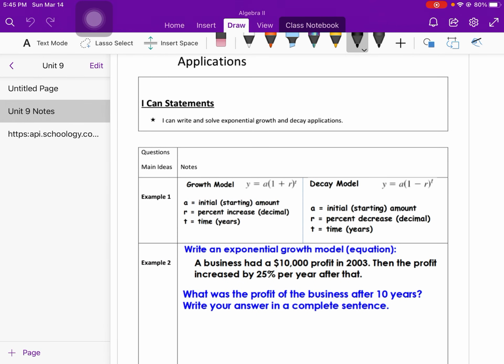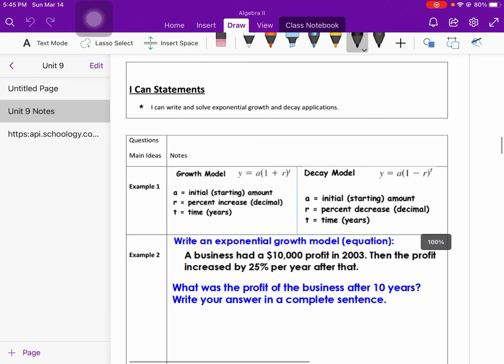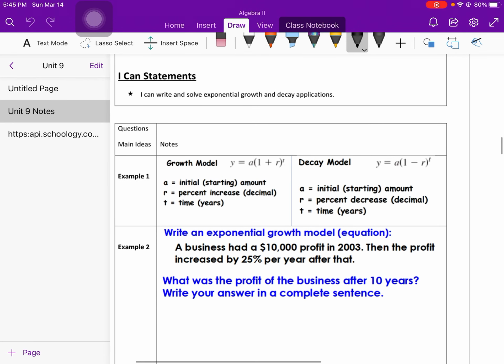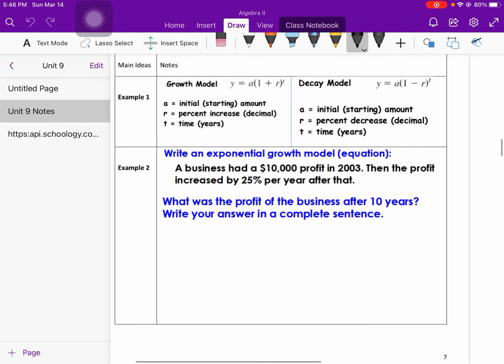So a couple of things to note, these are very similar formulas. The growth model, we have an A value, which is the initial starting amount. And for the decay, we also have the initial starting amount, same thing, it's the A. The R is the percent increase for the growth model, or R is the percent decrease for the decay model. So notice the only difference is the plus and the minus. With growth, as you can expect, our initial amount is going to get larger, and with decay, it's going to get smaller over time. And then T is just the time in years.